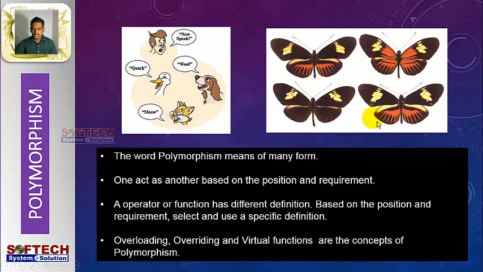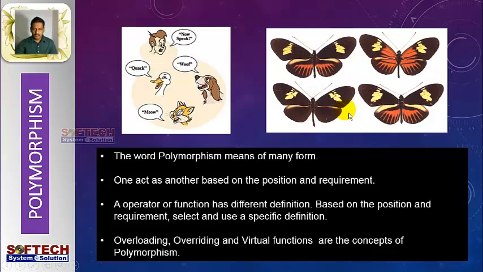So this is a butterfly. This diagram consists of four butterflies. Each butterfly has a different design. Based on that situation, the common name is butterfly. Based on the property, we can use the butterfly. We can select the butterfly. Based on the position and requirement, we can access the butterfly.